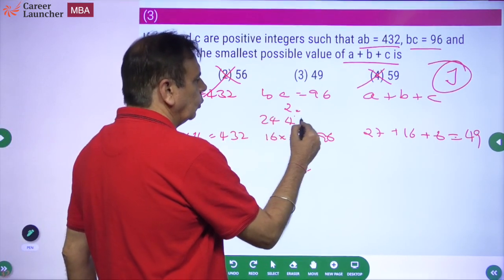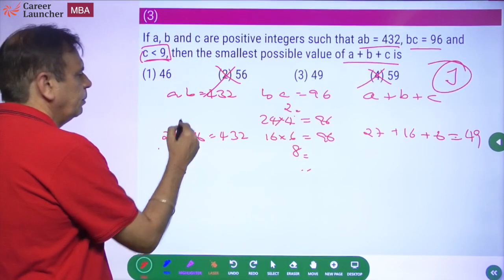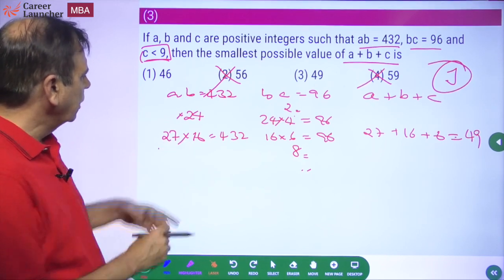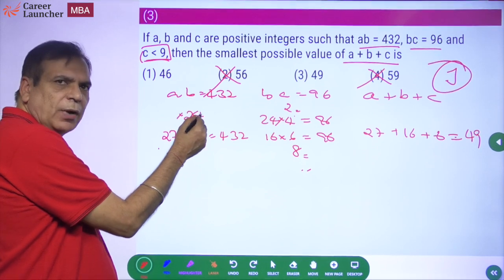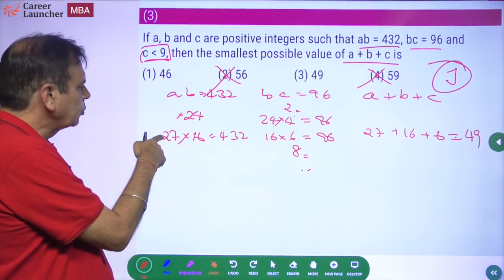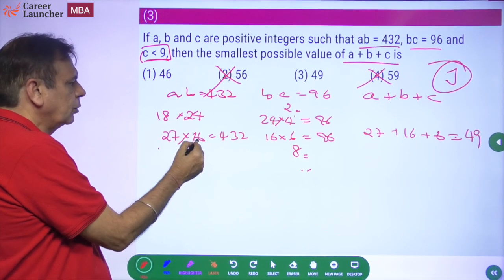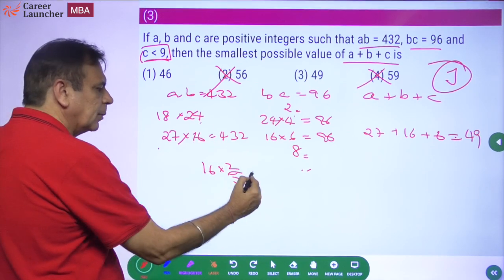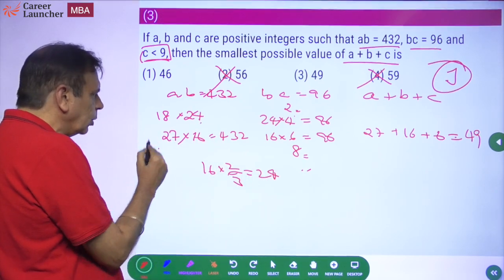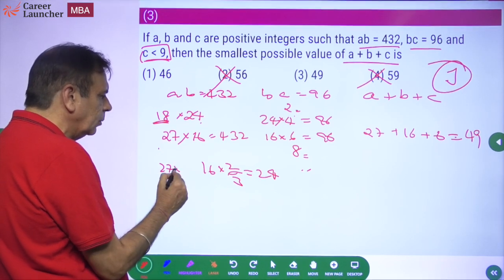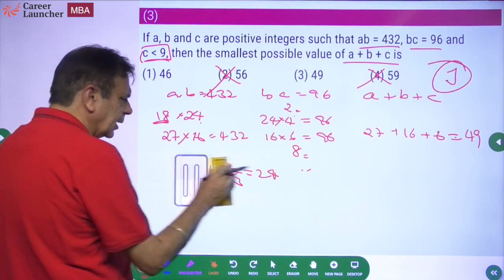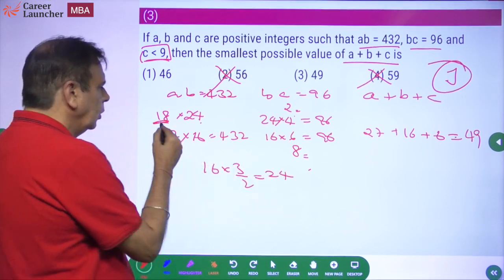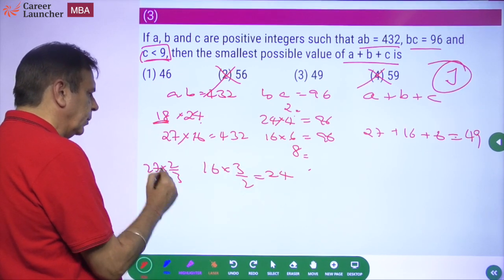This is 24 into 4 equal to 96. So if B is 24, what will be A? 16 into 3 by 2 is 24, so A should be 27 into 2 by 3, which is 18. अरे यार क्या गलत लिख दिया ना मैंने, and no one pointed it out also. Okay, 16 into 3 by 2 is equal to 24. So this should be 27 into 2 by 3, 18.